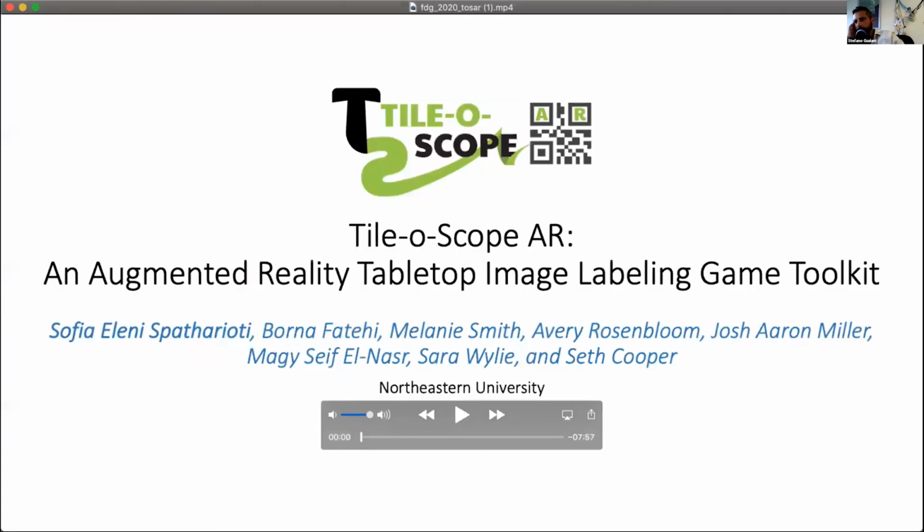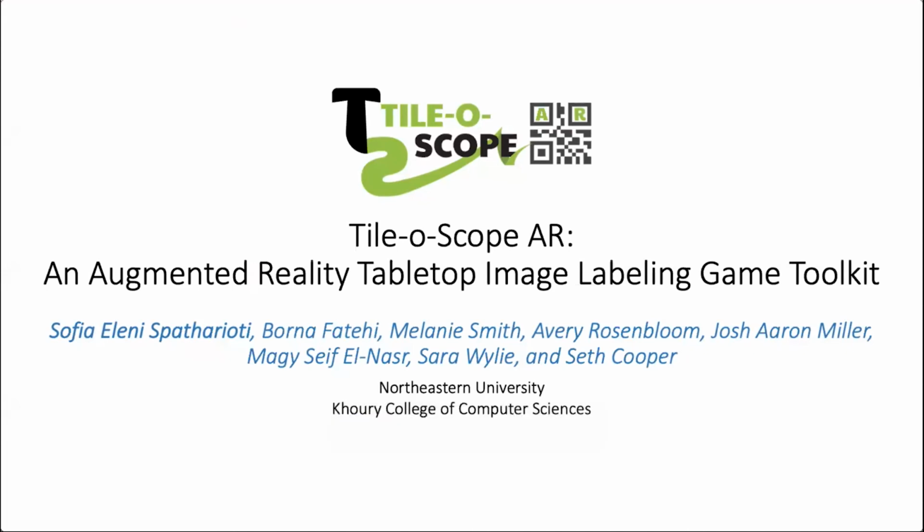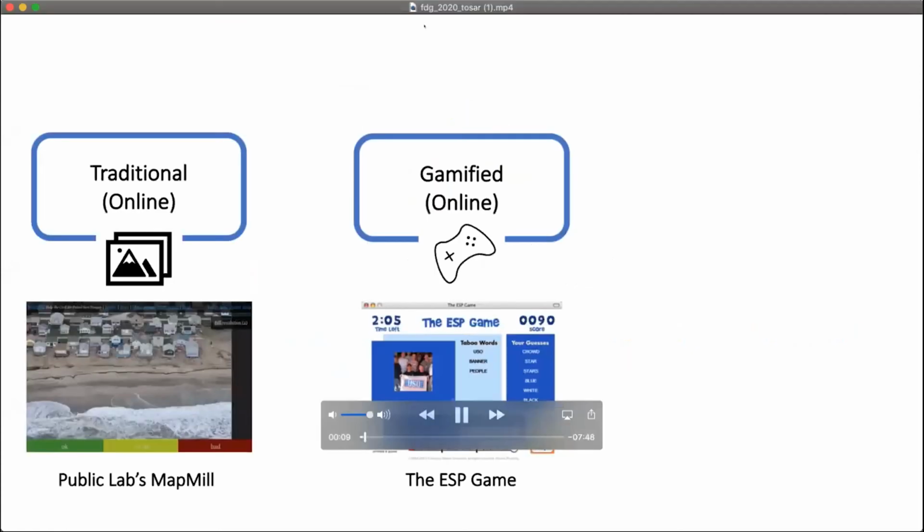Try now. Hi everyone, my name is Sophie Spathariotti, and today I'll be talking about Telescope-AR, an augmented reality tabletop image labeling game toolkit. Crowdsourced image labeling is often deployed when automated systems fail to provide reliable results. Two methods come to mind. One is the traditional approach, where you look at images one at a time and assign labels. And another thing that we can do is to add gaming elements. One example here is the ESP game.